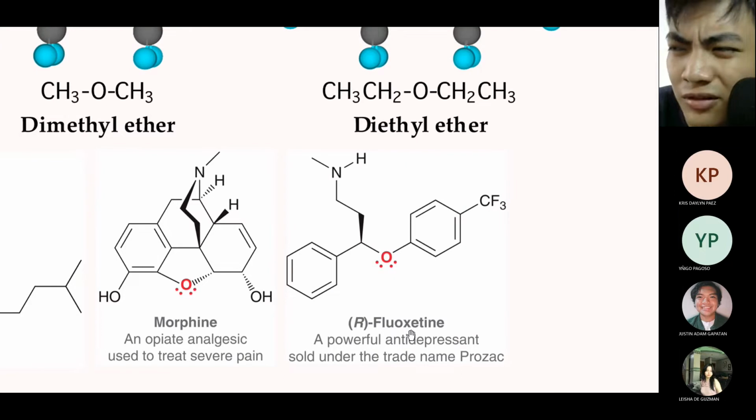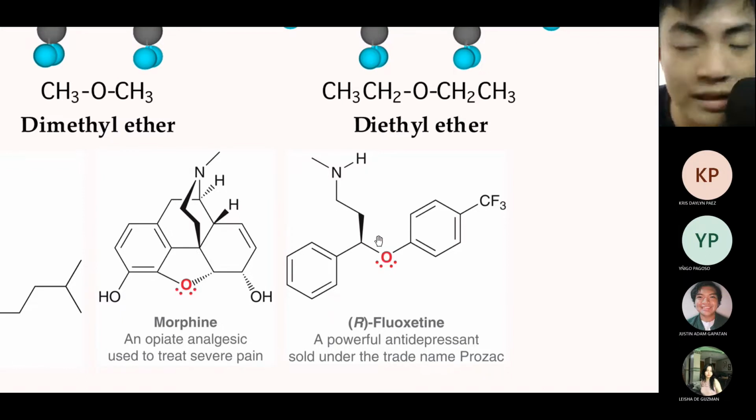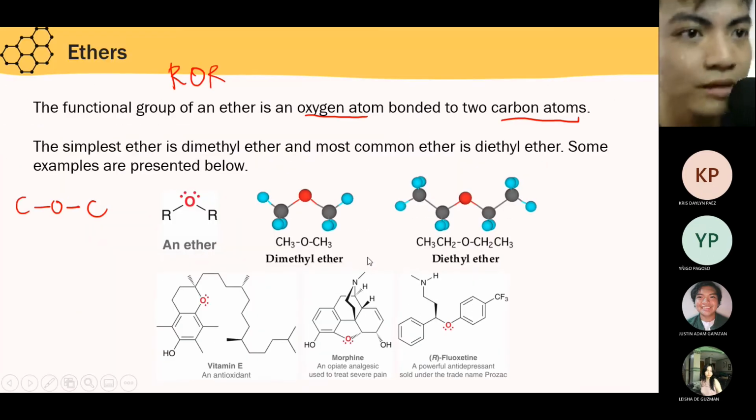In fluoxetine, ganun din, may ether din siya. So may carbon dito, may carbon doon. So that's an ether. Okay? So yun yung mga ether, no? Basta may carbon sa paligid nila, and then nasa gitna yung oxygen. Ether yon. So ngayon, paano tayo magpapangalan ng ether?